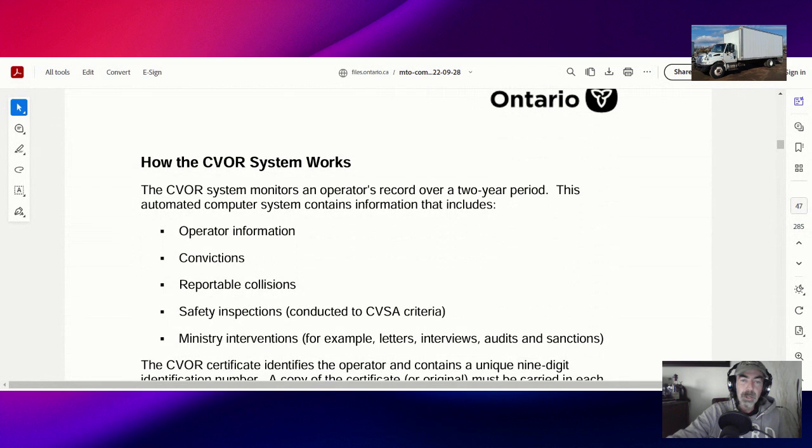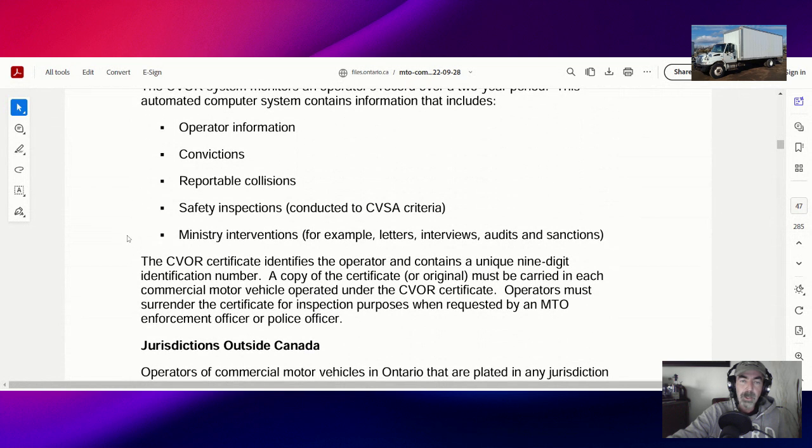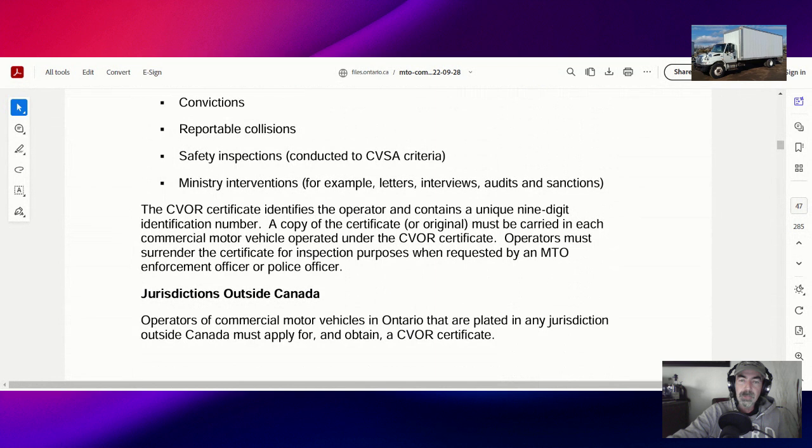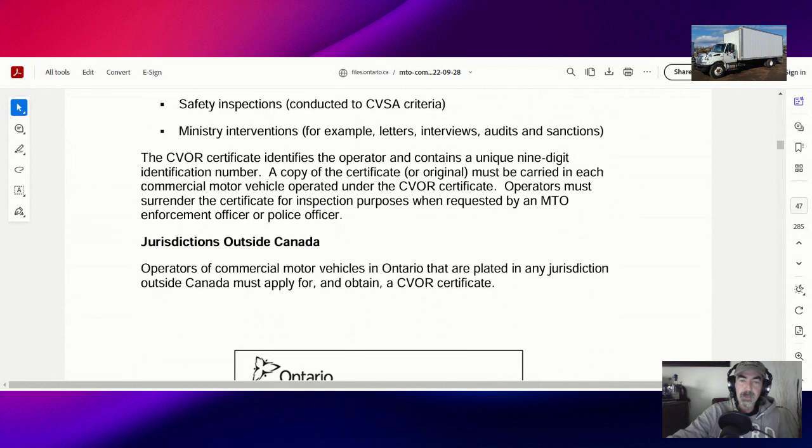How the CVOR system works. The CVOR system monitors an operator's record over a 2-year period. This automated computer system contains information that includes operator information, convictions, reportable collisions, safety inspections conducted to CVSA criteria, ministry interventions, for example, letters, interviews, audits, and sanctions.